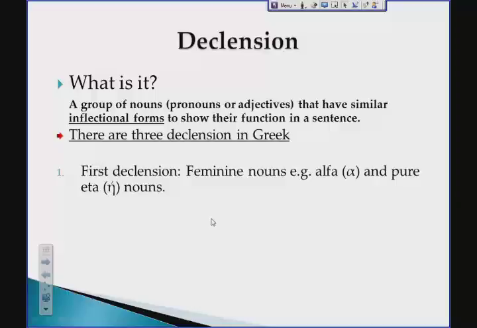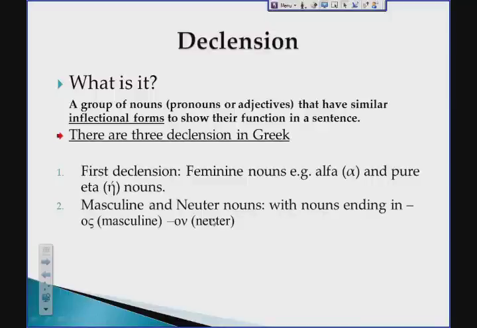And then most of these nouns, we call them the pure alpha and the pure eta nouns. That means they are endings. Remember, we're talking about the inflectional forms, the inflectional changes, the change in the suffix, in the ending of that noun. They end with an alpha and they end with an eta. That's why we call them a pure eta and a pure alpha noun. Okay? I would give you some examples, but let me reserve that for a good homework.